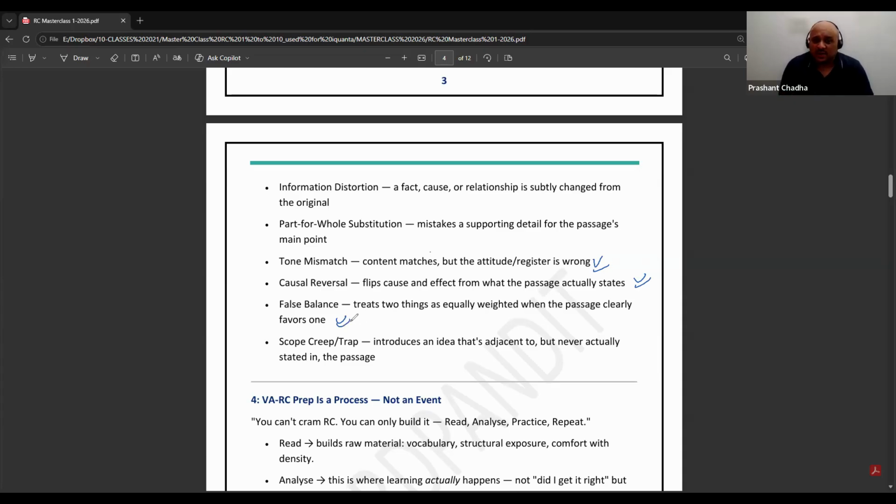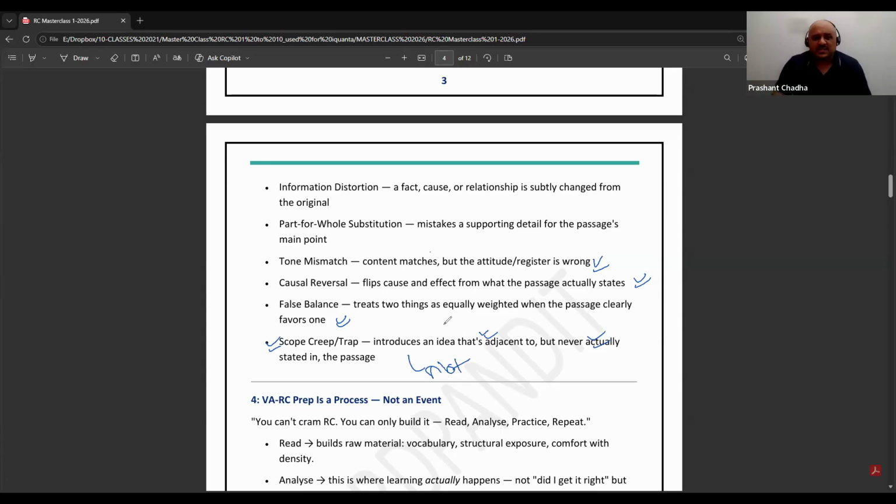So you see whether there is a false balance, or, and most importantly, there is a scope creep or scope trap, right? So you introduce an idea which is just adjacent to something mentioned in the passage, but it's actually not really stated. So you have this scope trap as well, which is you introduce an idea that is similar to the passage, but not quite there, right?